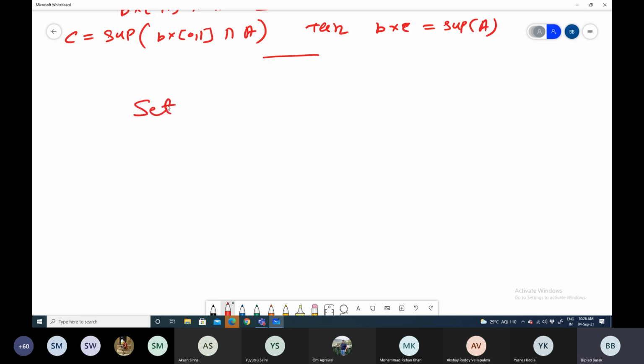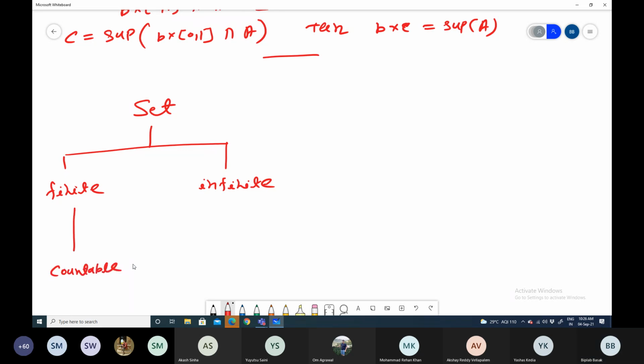So you have a set. This set can be of two types. It can be finite or infinite. Okay. So it is two portions. One is finite, one is infinite. And a finite set is always countable. A finite set is always countable. And an infinite set can be both. It can be countable and uncountable as well. If you take an infinite set, it can be countable or it can be uncountable.